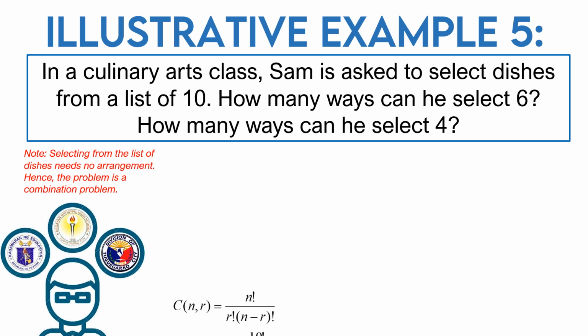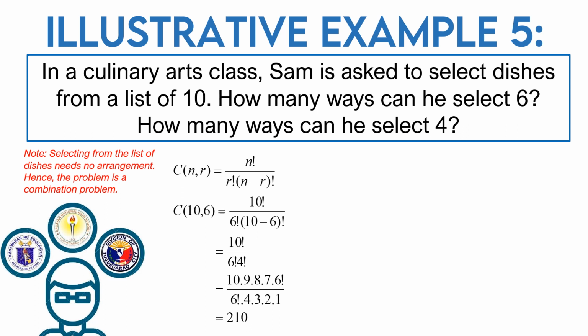Let's start with the first one. Using the formula, combination of 10 objects or 10 dishes taken 6 at a time is equal to 10 factorial all over 6 factorial times 10 minus 6 factorial. That simplifies to 10 factorial over 6 factorial times 4 factorial, which when expanded gives us 10 times 9 times 8 times 7 times 6 factorial all over 6 factorial times 4 times 3 times 2 times 1, which gives us an answer of 210.